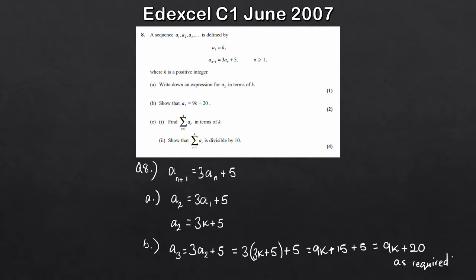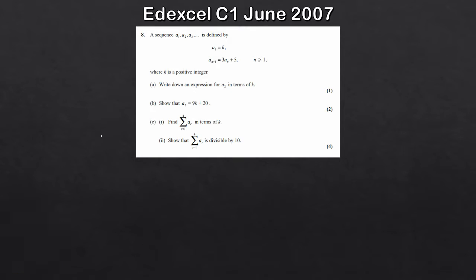Okay. For part C then, we're looking at this sigma notation, so now that's just a summation. So we want to find the sum of AR from R equals 1 to 4 in terms of K. Well, don't forget we've just worked out the first 3 terms. We know A1 is K. We know A2, that's 3K plus 5. And then A3, we're given that, that's 9K plus 20. So all that leaves is for us to find A4 and then just sum the terms up.